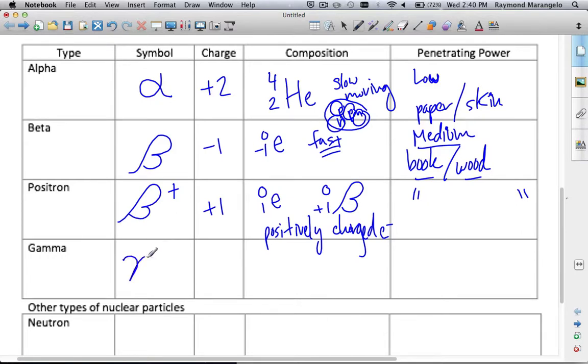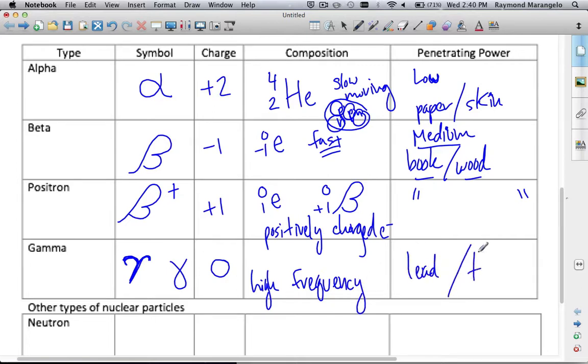And gamma kind of looks like this in the book. All right, like a Y mixed with an R, like a cursive R. But then the notes have it written like this. Which one is correct? I'm not really sure, to be honest with you. But it has a zero charge. It has really high frequency, so it's very powerful. It's the most powerful of all of the electromagnetic radiation. It could go through lead, all right? It can even go through thick concrete, all right? And it is electromagnetic radiation.